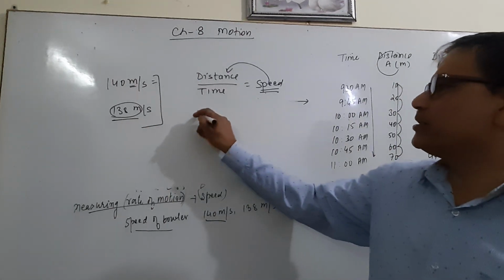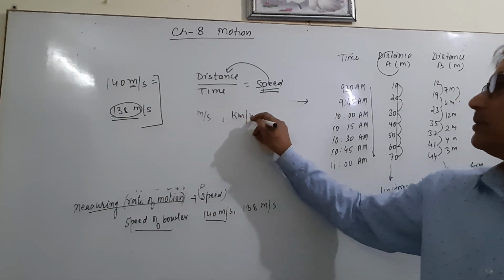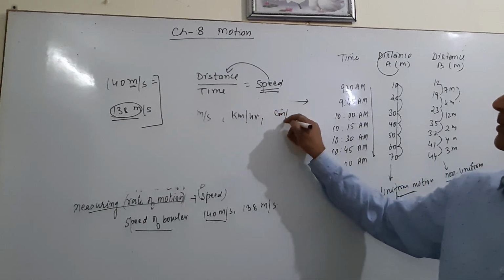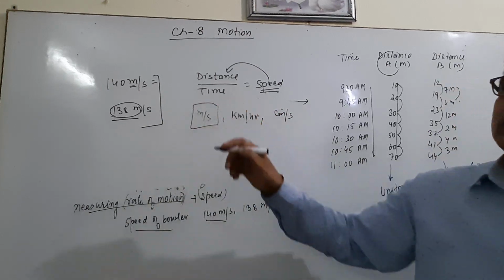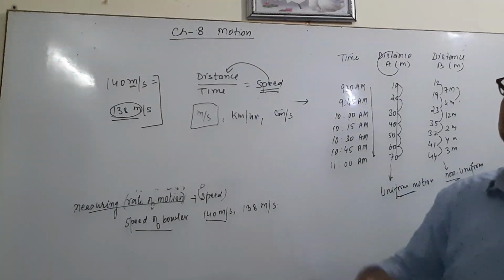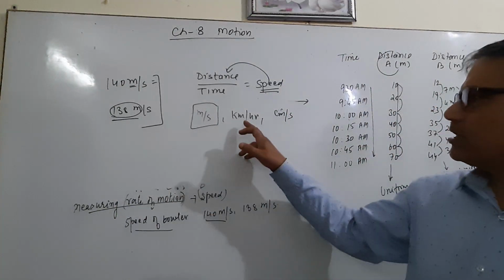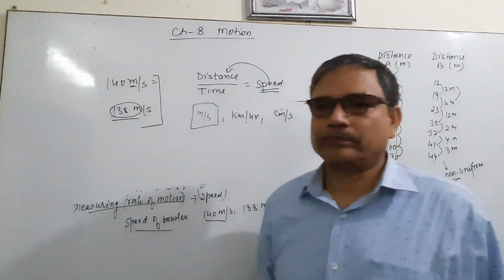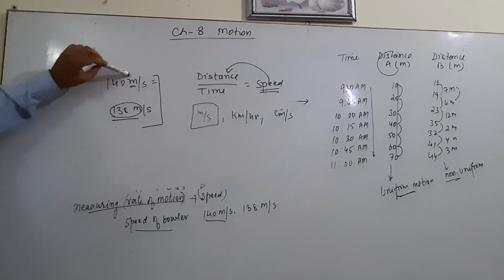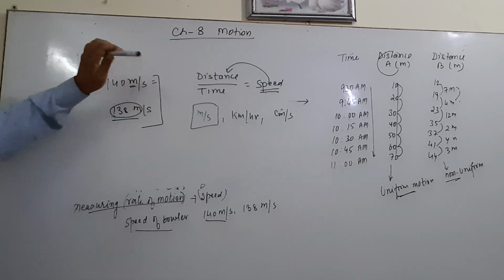And the units of speed are meter per second, kilometer per hour, and centimeter per second. But the SI unit of speed is meter per second. Meter per second is the SI unit of speed. Other units are also kilometer per hour, centimeter per hour. Therefore, the unit of the rate of motion, speed, is meter per second.